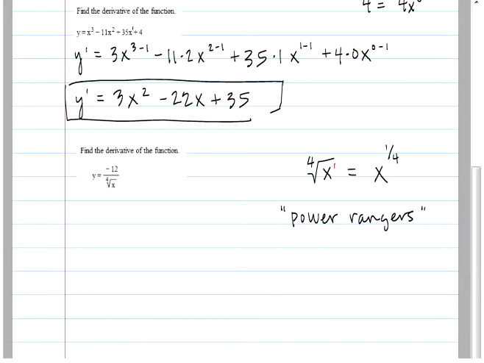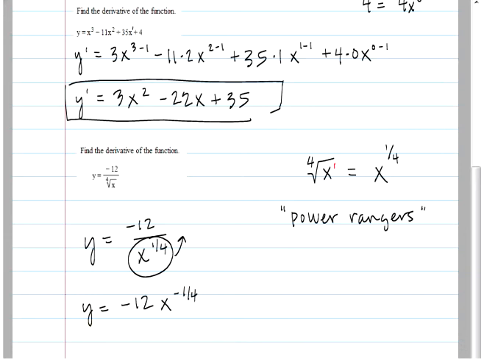Okay, let's go back to our example here. So when we rewrite this with an exponent in the denominator, we have y equals negative 12 in the numerator, and in the denominator we have x to the 1/4 power. And then we'll take this one step further, and we'll bring this term in the denominator up to the numerator by making this exponent negative. So we have y equals negative 12 times x to the negative 1/4 power. And now we have something that we can really easily apply the power rule to.